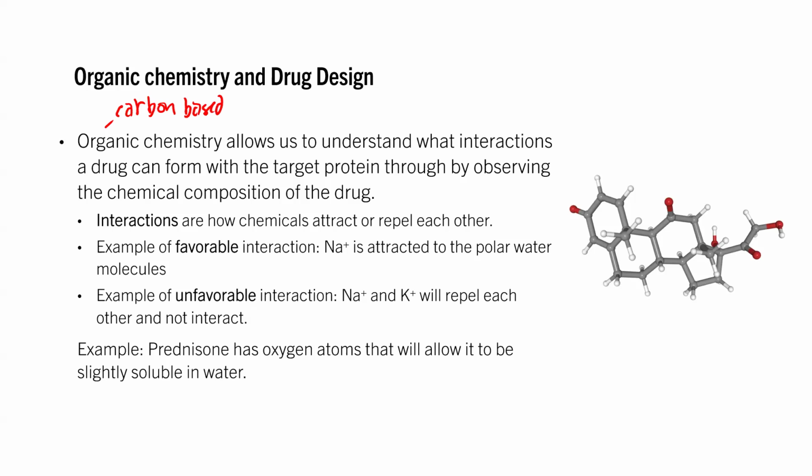Organic chemistry allows us to understand what interactions a drug can form with the target protein by observing the chemical composition of the drug. Interactions are how chemicals attract or repel one another. An example of a favorable interaction is that sodium is attracted to the polar water molecules. Now, an example that's a favorable interaction. So this is ion plus polar molecule.